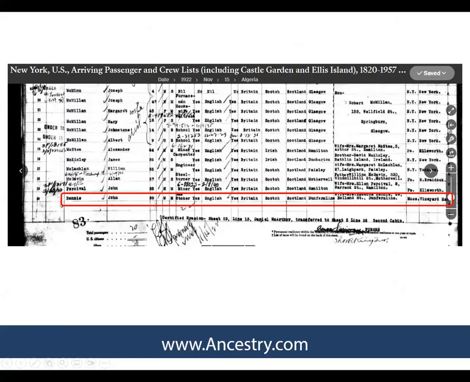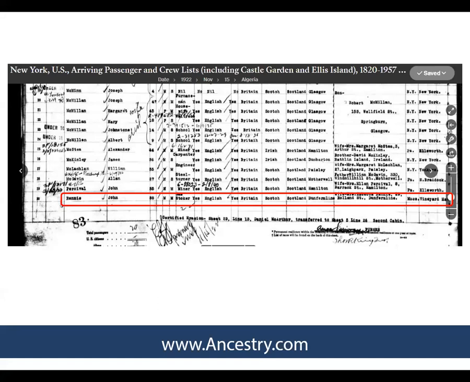Here he is right at the bottom, conveniently. John Rennie, his age, that he is a stoker and that he speaks English, that he's born in Scotland and he's from Dunfermline. And it mentions back where his wife, Rebecca, is living, the exact street address in Dunfermline, Scotland. And he looks like he's going to Vineyard Haven down on Martha's Vineyard.